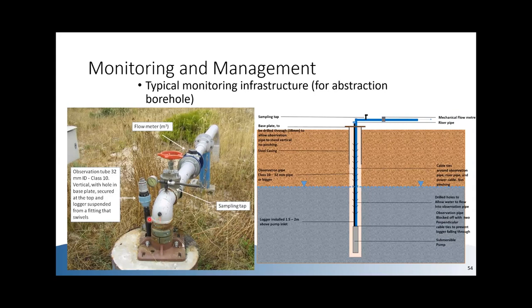Now this is a relatively simple installation. It's HDPE pipe, not pinched, and installed cable tied to your riser pipe down to your pump. And that is perforated HDPE pipe that gives you a window into your borehole. It is using this observation pipe that you're able to measure the water level within your borehole. And I'm going to demonstrate the importance and the value that you can take as a groundwater user by knowing where the water level is.